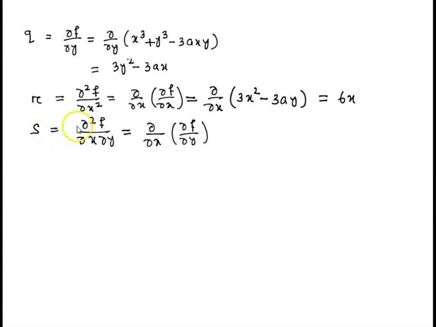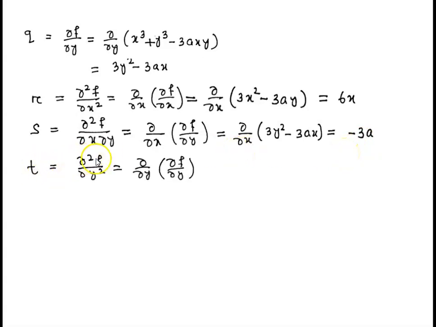Now our s is equal to del square f divided by del x del y. That means the partial derivative of del f by del y with respect to x. Our del f by del y is 3y square minus 3ax. So del by del x of 3y square minus 3ax. Here we are differentiating partially with respect to x, so y is a constant. So the first term 3y square is constant, and the derivative of minus 3ax is minus 3a.